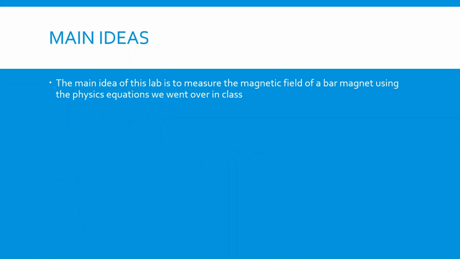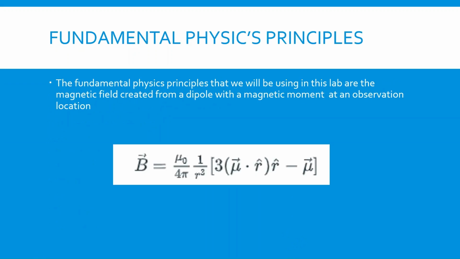Main ideas. The main idea of this lab is to measure the magnetic field of a bar magnet using the physics equations we went over in class. Fundamental physics principles. The fundamental physics principles that we will be using in this lab are the magnetic field created from a dipole with a magnetic moment at an observation location. Or as we see, B equals mu naught over 4 pi times 1 over r cubed times 3 times the magnetic moment dot product r hat times r hat minus the magnetic moment.